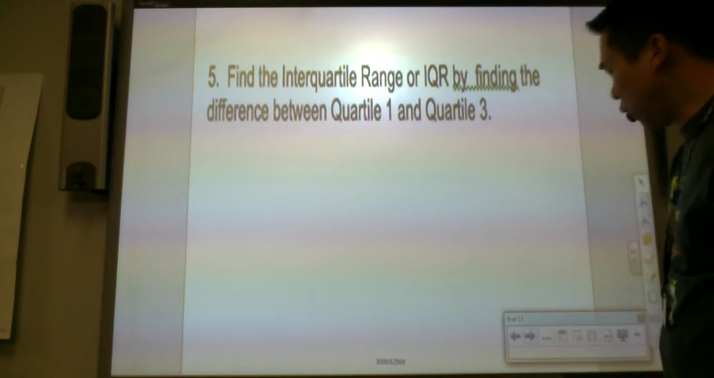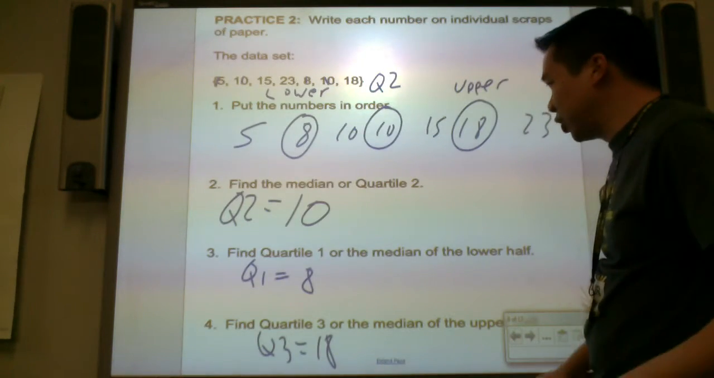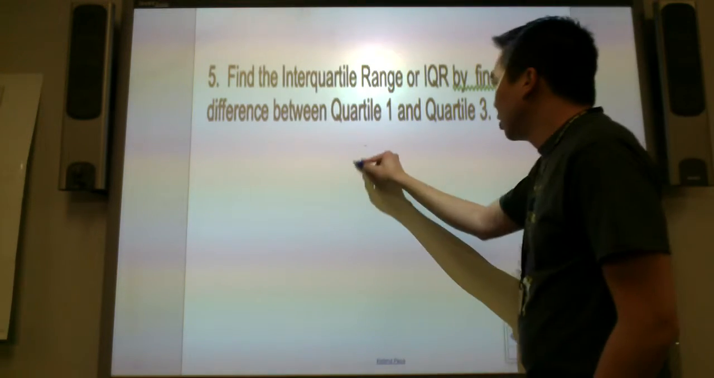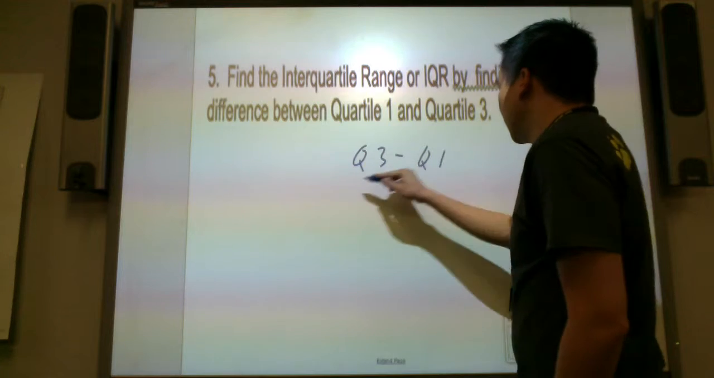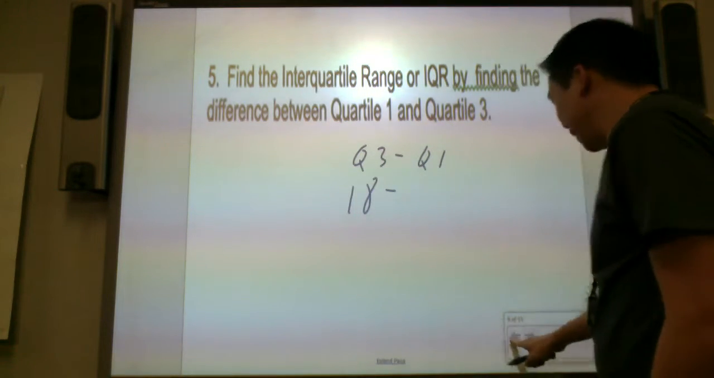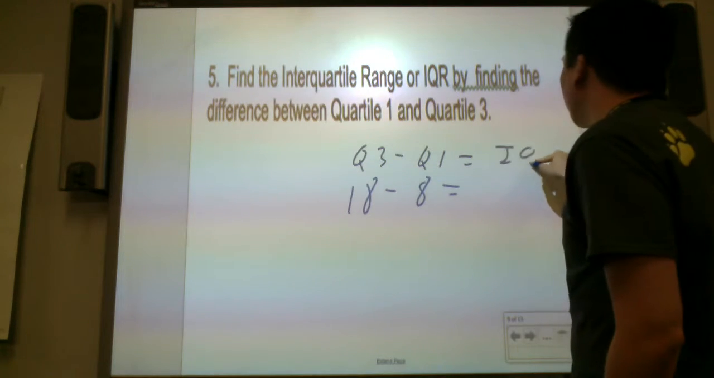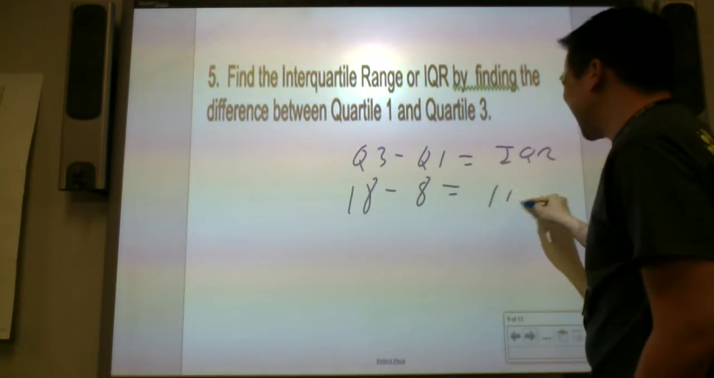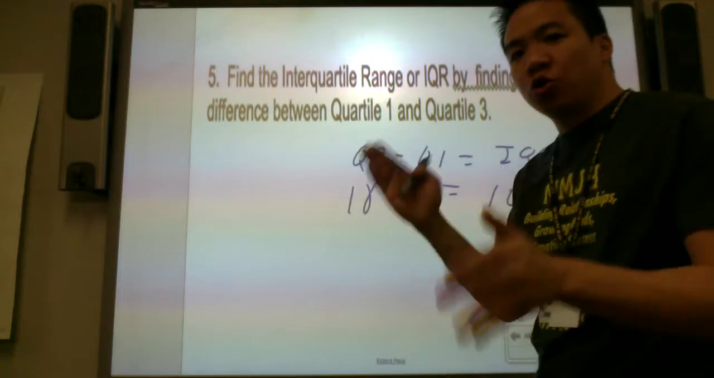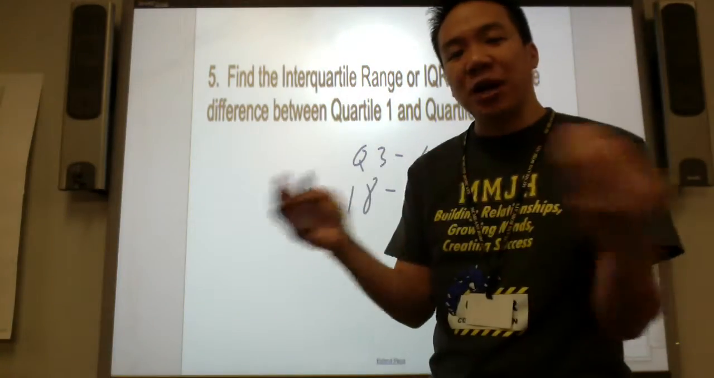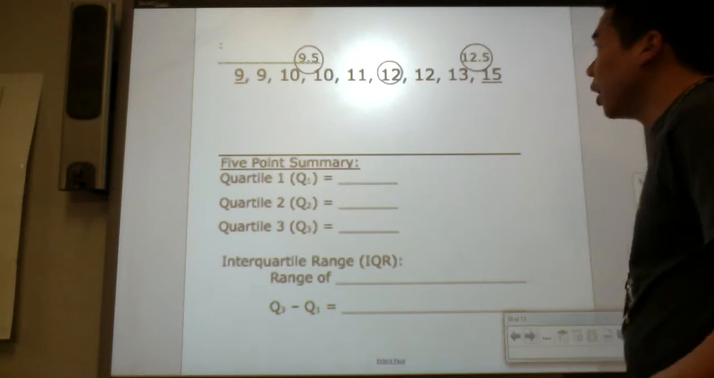Find the interquartile range, or the difference between quartile 3 and quartile 1. Quartile 3 is 18, and quartile 1 is 8. So the IQR, or the interquartile range, is 10. That's the range between the two quartiles, or in other words, it's the spread between the two quartiles.